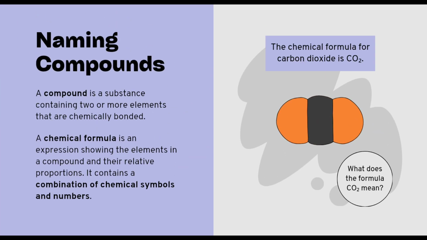Naming compounds. A compound is a substance containing two or more elements that are chemically bonded. A chemical formula is an expression showing the elements in a compound and their relative proportions. It contains a combination of chemical symbols and numbers. The chemical formula for carbon dioxide is CO2. What does the formula CO2 mean?